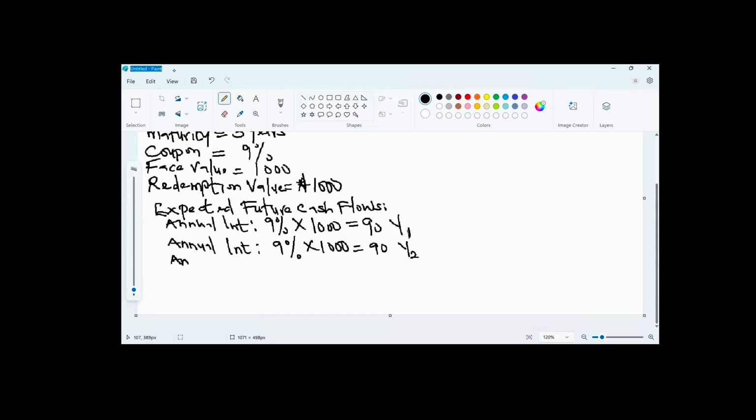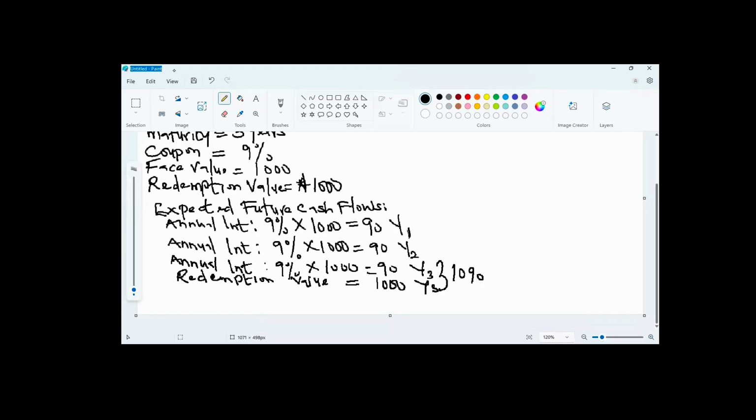Then annual interest again: 9% of 1,000. This is 90 in year 3. Also in year 3, the redemption value. Redemption value is at par, 1,000. That means in year 3, we have 2 cash flows totaling 1,090.